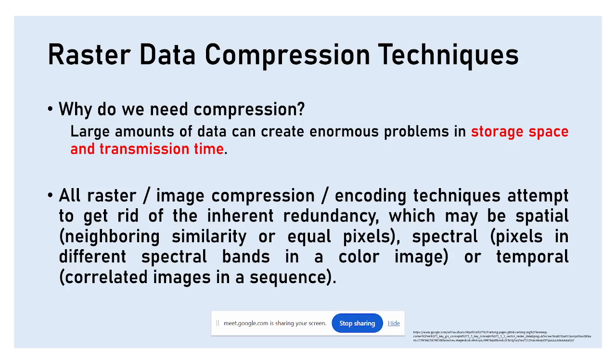Okay. So all raster or image compression or encoding techniques attempt to get rid of the inherent redundancy, which may be spatial, spectral, or temporal in nature. Vector data doesn't provide that much compression. Vector data compression is also done, but compared to raster data compression, it is not as much, because the repetitiveness is not that predominant in case of vector data.